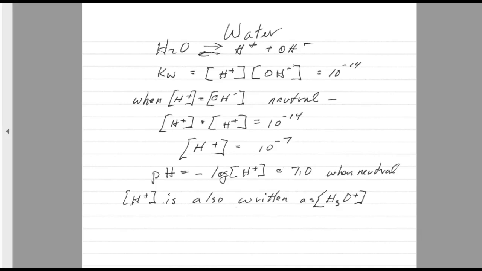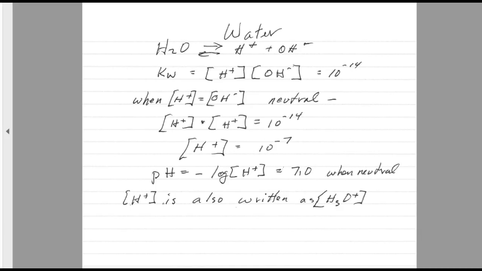Water, I'm sure you know, dissociates into hydrogen and hydroxyl ions, and there's an equilibrium relationship as described by Kw, where the product of the hydrogen ions and the hydroxyl ions is equal to 10 to the minus 14. So when those two are equal, the concentration of the hydrogen ions is 10 to the minus seventh.